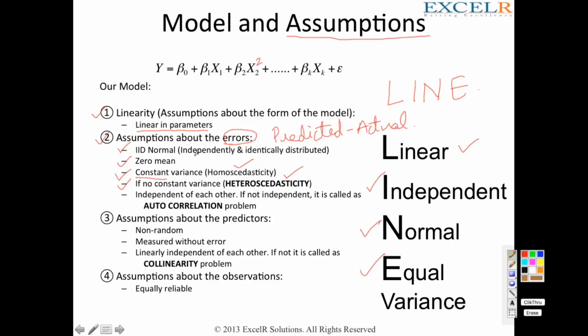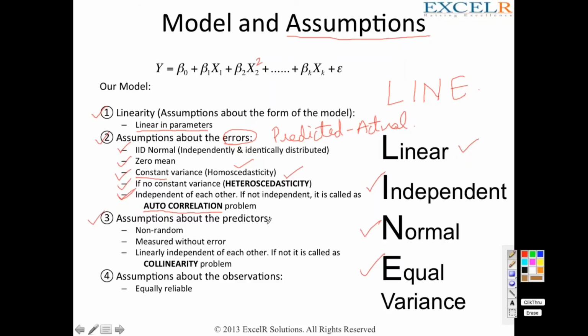And one more thing is these errors should be independent of each other. If they are not independent, then there's a problem called the autocorrelation problem. Guys, spend a lot of time on this slide and this recording. Go through it at least 20 times if you do not understand. This is the heart of your entire data analytics, because the majority of the time you will have continuous output and then you use linear regression.